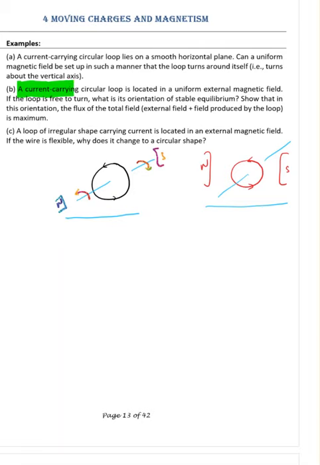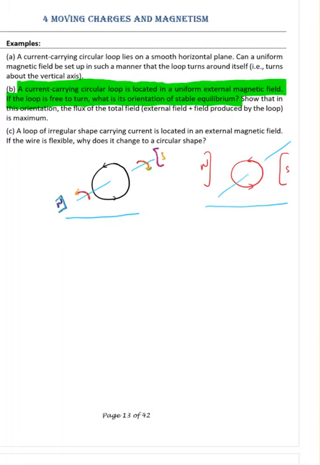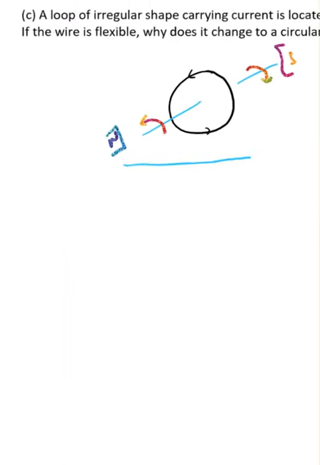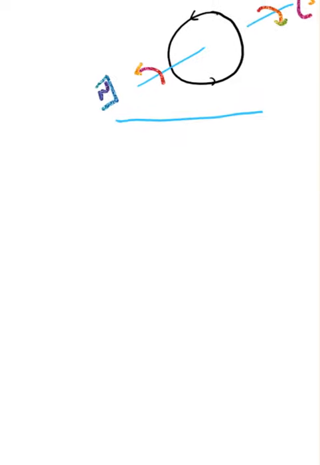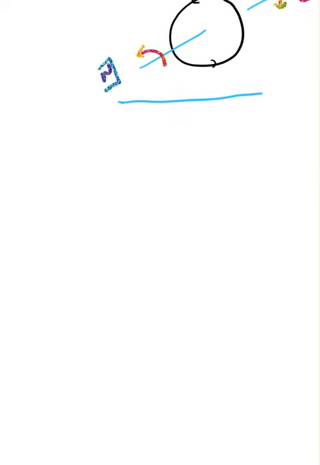A current carrying circular loop is located in a uniform external magnetic field. If the loop is free to turn, what is its orientation of stable equilibrium? Now, what do you mean by stable equilibrium? Stable equilibrium is the one in which the loop will try to come back if it is disturbed. So let us consider two situations.